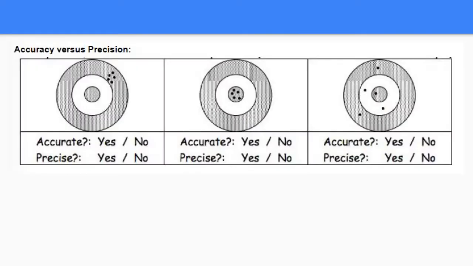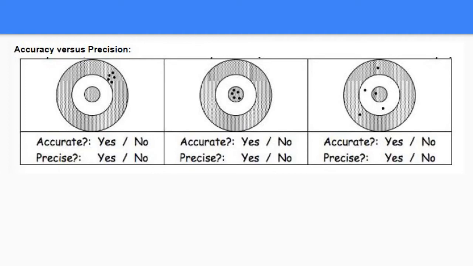So I'm going to ask you to test yourself real quickly. I want you to look at this accuracy versus precision, and I want you for each of these bullseyes to evaluate whether you think it's accurate, yes or no, or precise, yes or no. So please go ahead in your notes, pause the video, and go ahead and make your best guess from what we just learned about whether these are accurate and precise.